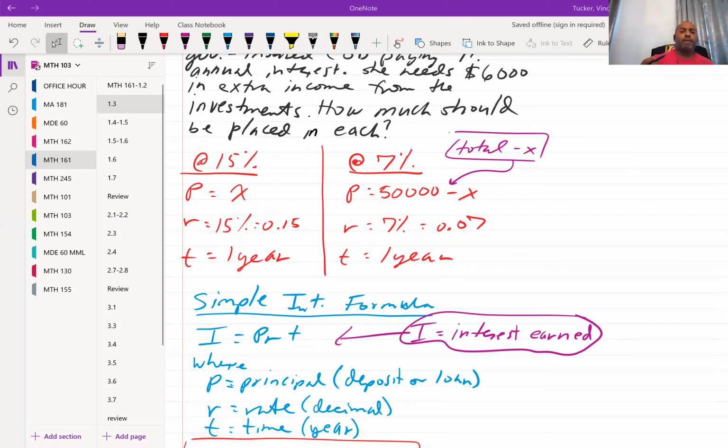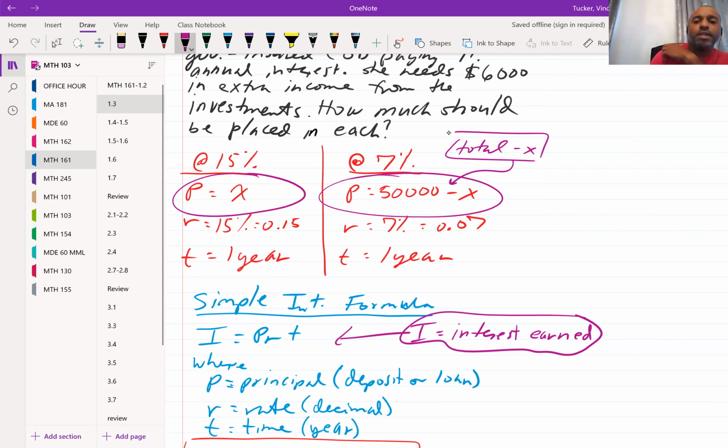So we need to establish for each account P, R, and T: the principal, how much we're going to deposit, or an algebraic representation for how much we're going to deposit, and what the rate and the time are. The key here is that since we don't have a hint on how much to deposit in each, it's not like they said do half and half or 3/4 here, 1/4 here. What we would do is call one of them X, and then the other one would be the total minus X. So it's 50,000 minus X.